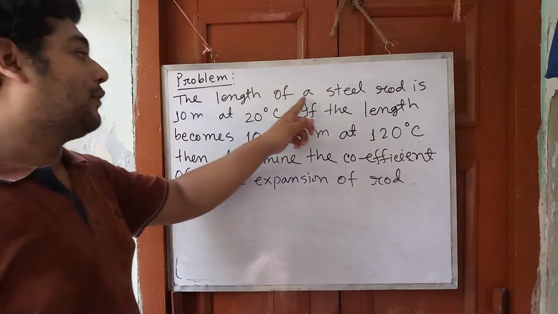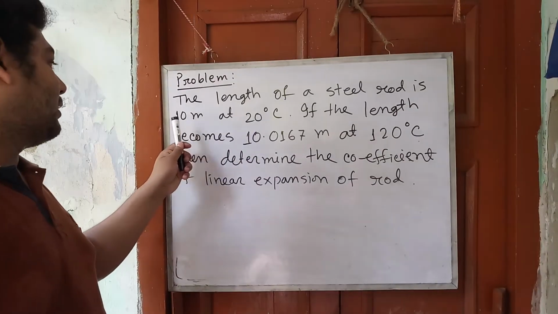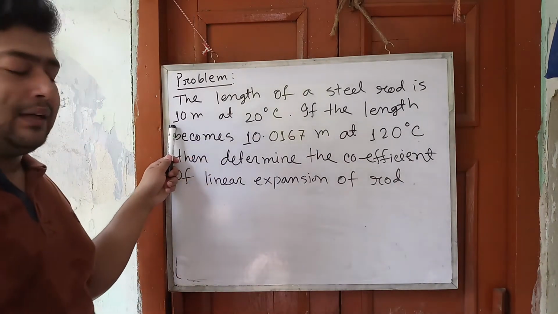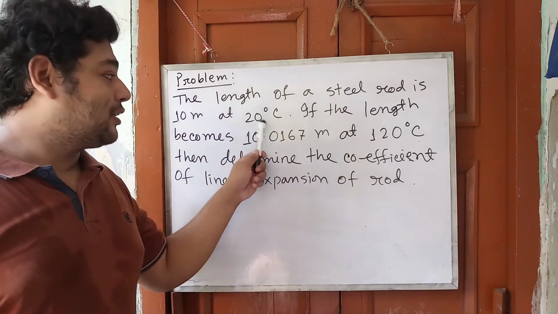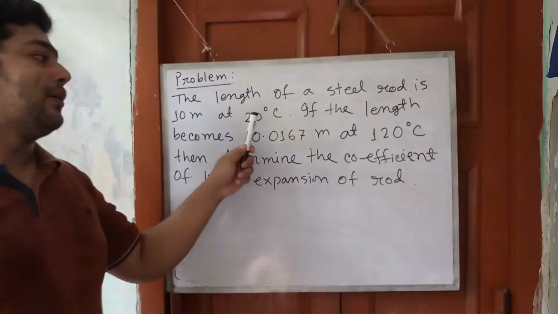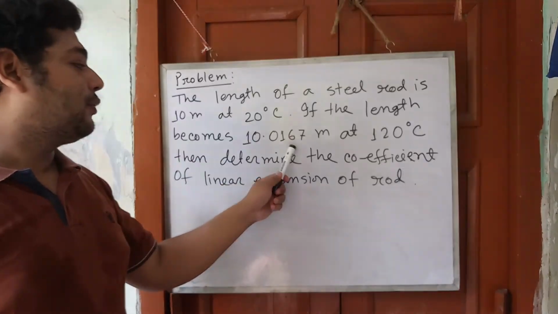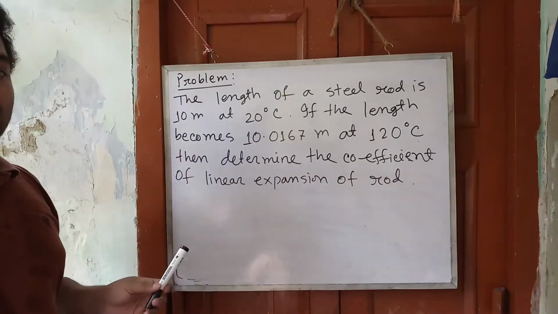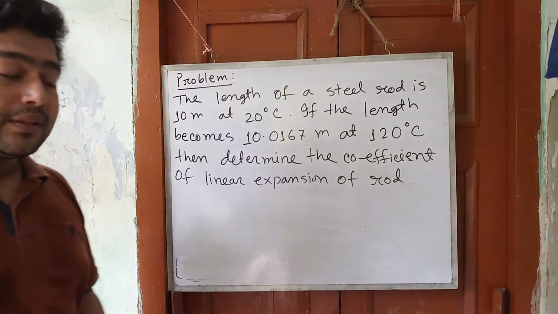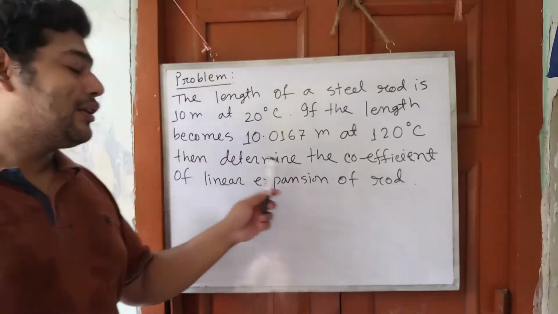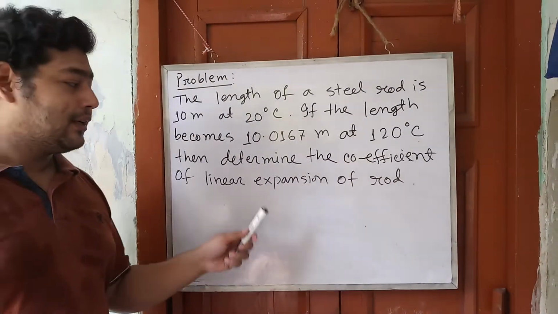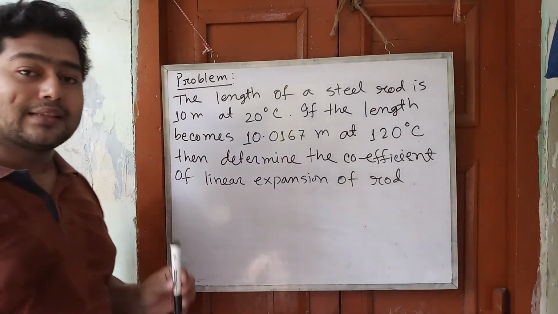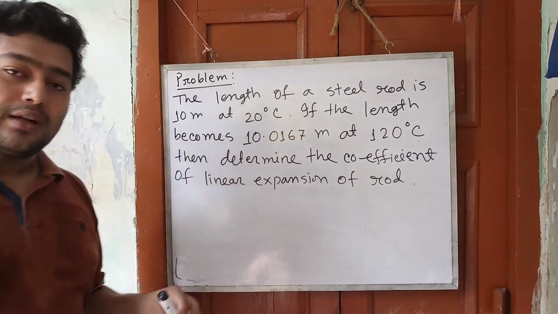The length of a steel rod is 10 meter at 20 degrees Celsius. So this is our initial length L1 at temperature T1. If the length becomes 10.0167 meter at 120 degrees Celsius, then this length is our L2 and this is our final temperature T2. Then we need to determine the coefficient of linear expansion of the rod, denoted as alpha.